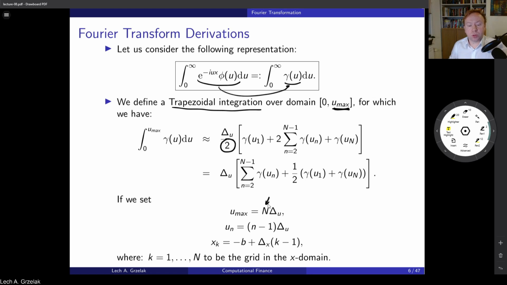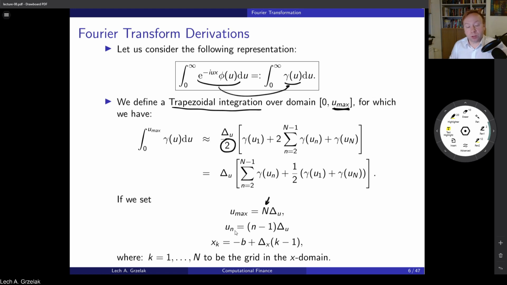So once we choose the maximum Umax, and then the number of points that we would like to have in our transformation, that will define our delta U. So Umax is essentially a parameter, N is also a parameter. Once you specify those two parameters, you have immediately defined delta U.